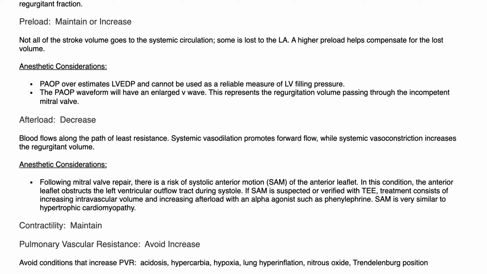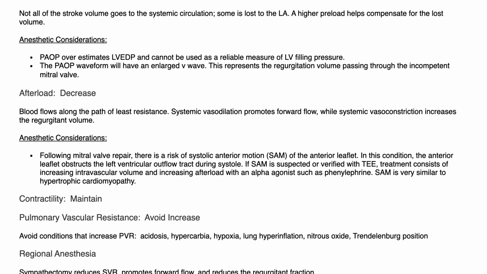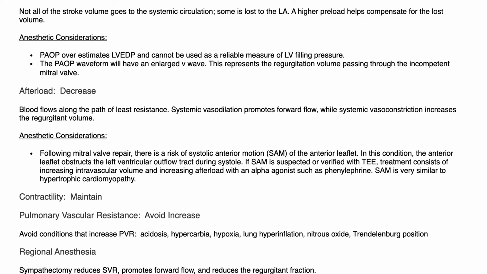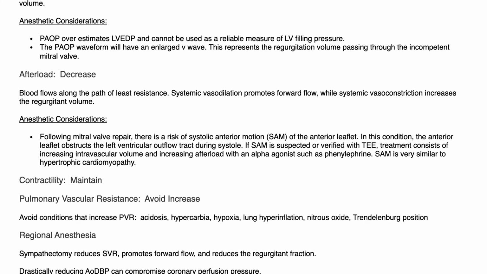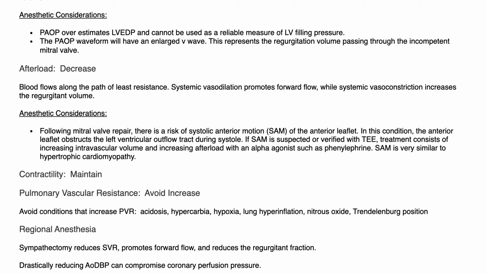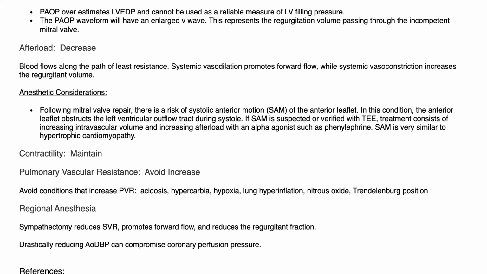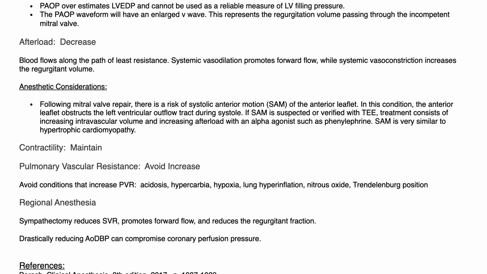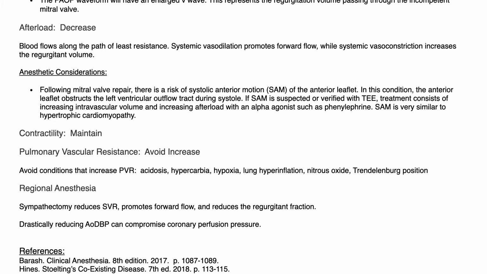The PaO2 waveform might have an enlarged V wave. This represents the regurgitant volume passing through the incompetent mitral valve. Afterload should be decreased. Blood flow through the path of least resistance is ideal. Systemic vasodilation promotes forward flow, while systemic vasoconstriction increases the regurgitant volume.